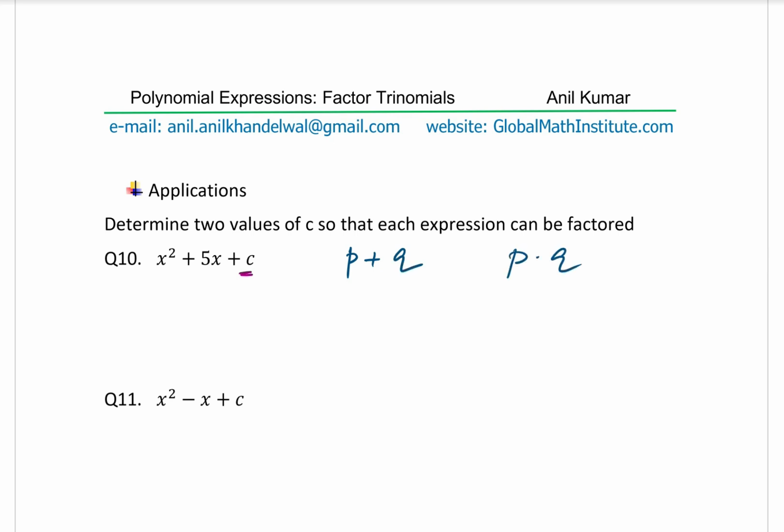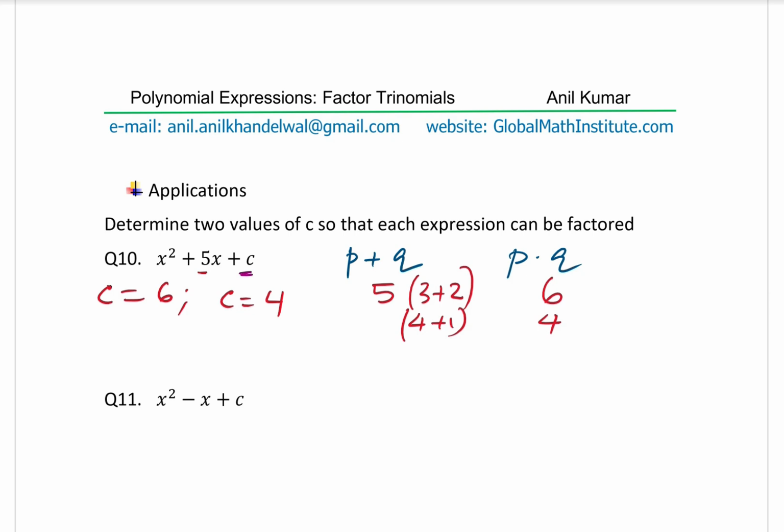We know the sum is given to us as 5, and what numbers could give us 5? This is what we have to figure out. Well, 5 you could get as 3 plus 2, but when you multiply, you get 6. So C should be equal to 6 in that case. You could also get 5 as 4 plus 1, which is 5. When you multiply, you get 4. So C could be equal to 4 also. Likewise, you can have many combinations. Perfect. Let's do the next one.